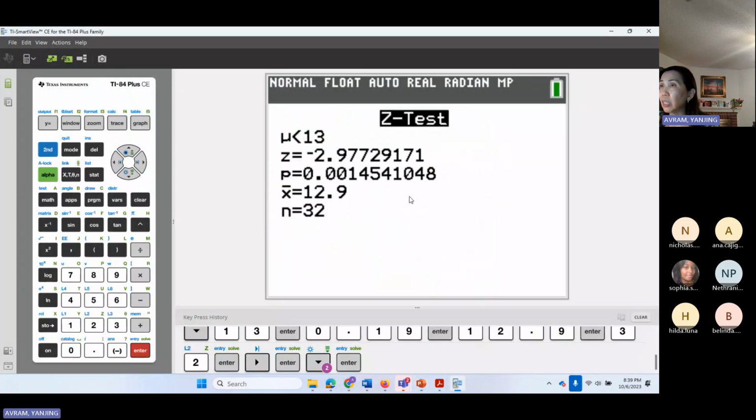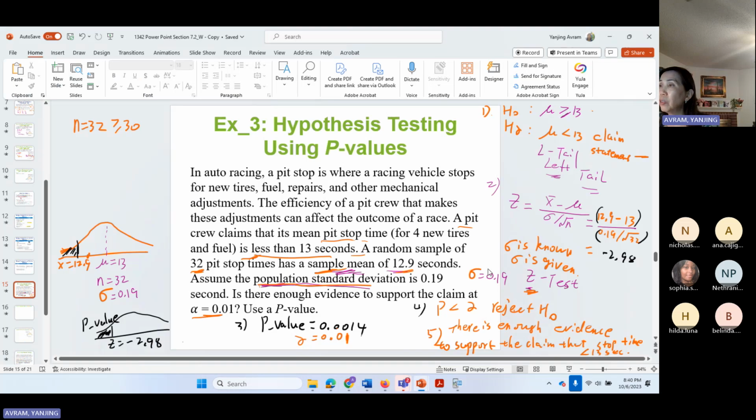You can use the calculator. The good news of using this one is that the z-score pops out automatically and it also gives you the p-value. Okay, after that you still need to come back to be able to answer this question.